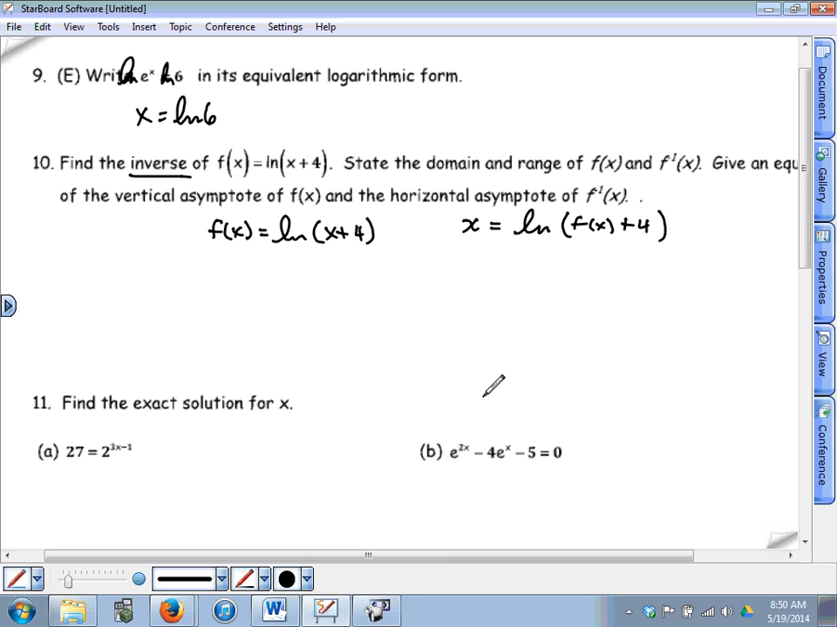How do you cancel natural log? Base of e on both sides. Okay. So the e cancels the natural log. What we have now is e to the x is equal to f of x plus 4. Now what? Subtract 4, we have e to the x minus 4 is equal to, now you got to change the notation here since this is now an inverse. It's f to negative 1 of x. So that's the inverse.